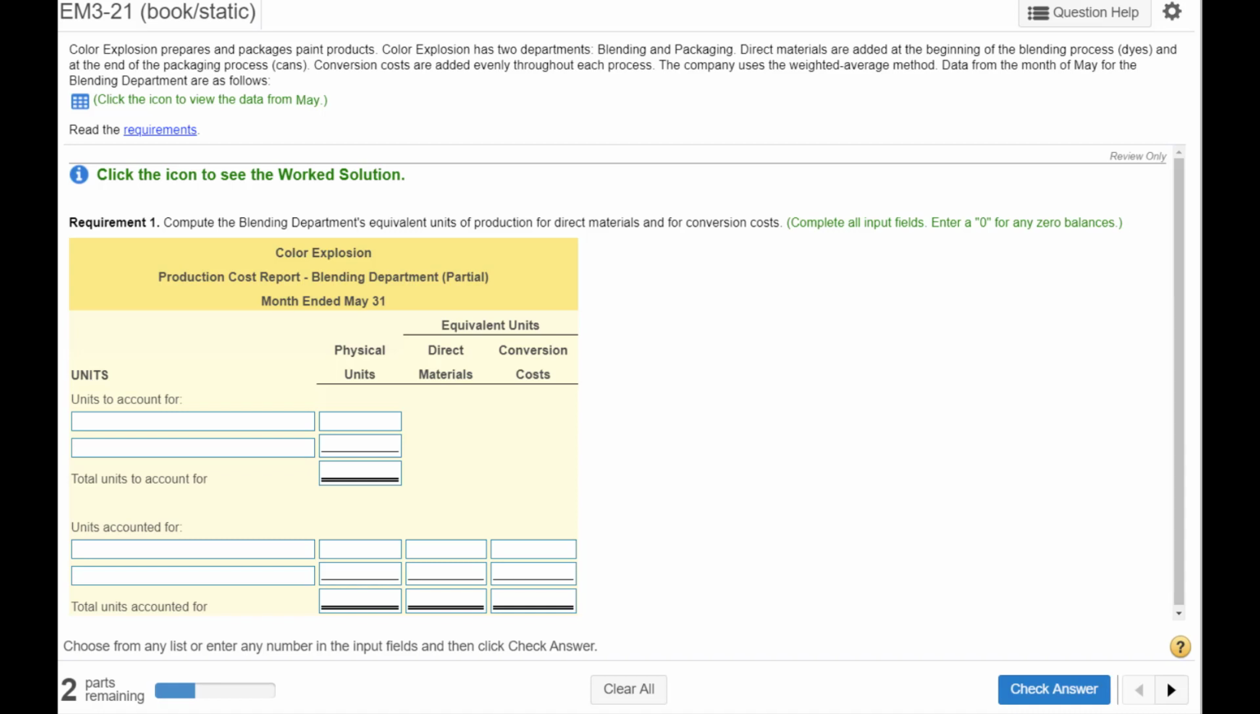Exercise 20-21, we're going to prepare our first production cost report. Color Explosion prepares and packages paint products. Color Explosion has two departments, blending, and in this problem we're going to be doing the blending department, and then packaging.